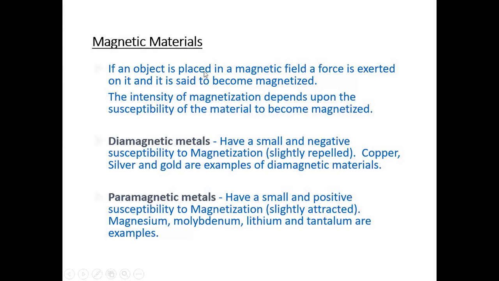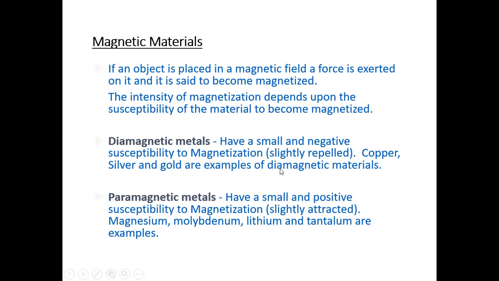So if an object is placed in a magnetic field, a force is exerted on it, and it is said to become magnetized. The intensity of magnetization depends upon the susceptibility of the material to become magnetized, and this magnetization depends upon the permeability of the material. Permeability is different for different materials. Diamagnetic metal means a small and negative susceptibility to magnetization, slightly repelled. If you try to magnetize this diamagnetic material, it will oppose magnetization, or it will repel.